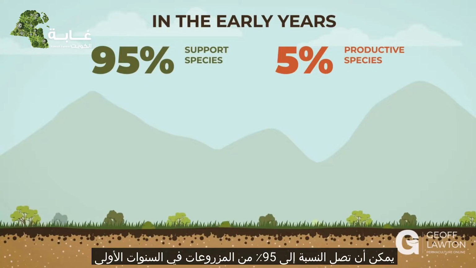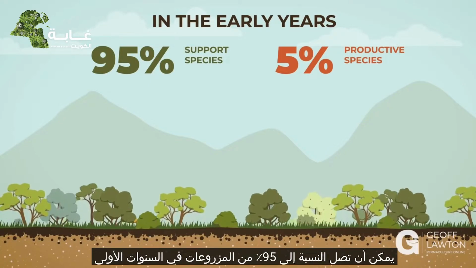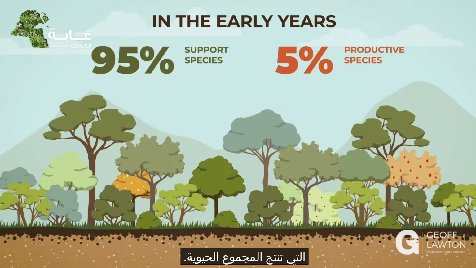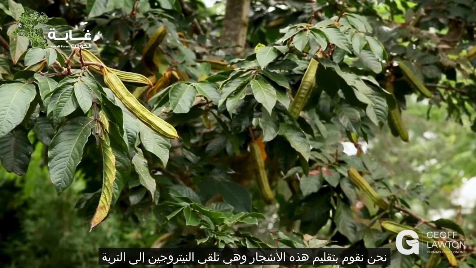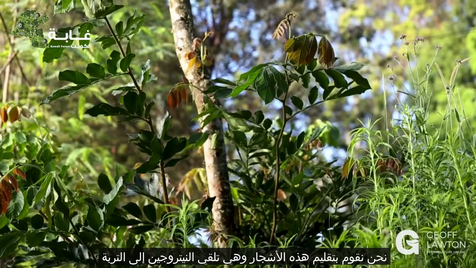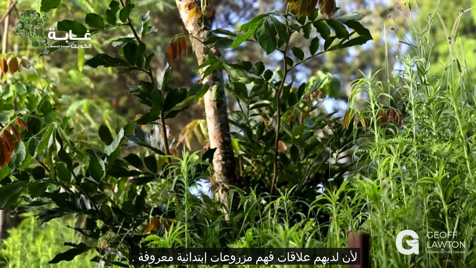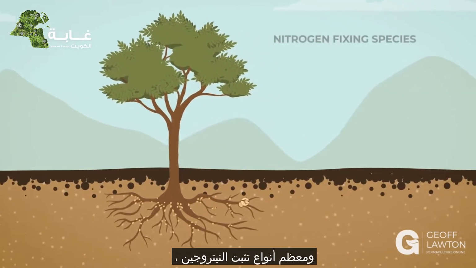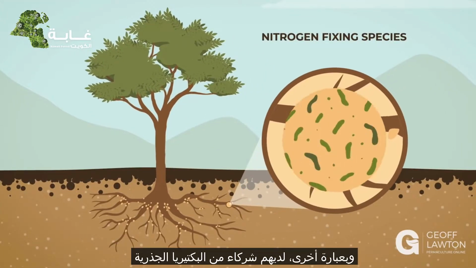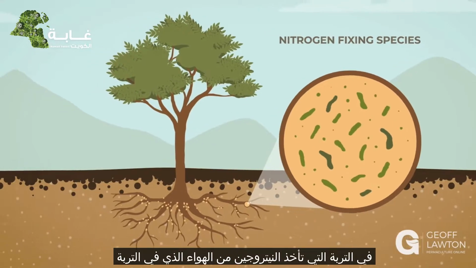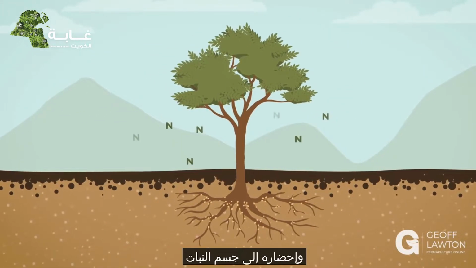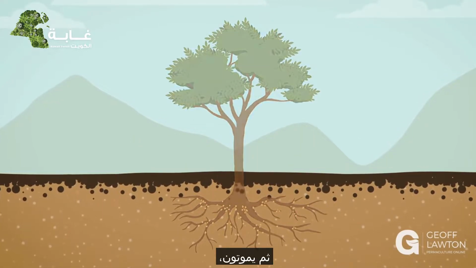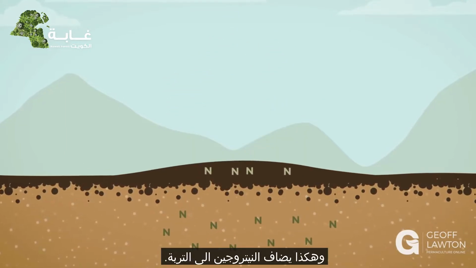It can be up to 95% of the mass in the early years are the legume trees and the mulch producing trees that produce the biomass. We prune these and these trees shed nitrogen to the soil because they have relationships. They're classic pioneers, and most are nitrogen fixing species. In other words, they have rhizobium bacterial partners in the soil that take nitrogen from the air in the soil and bring it into their plant bodies, and they then eventually die and that nitrogen is added to the soil.